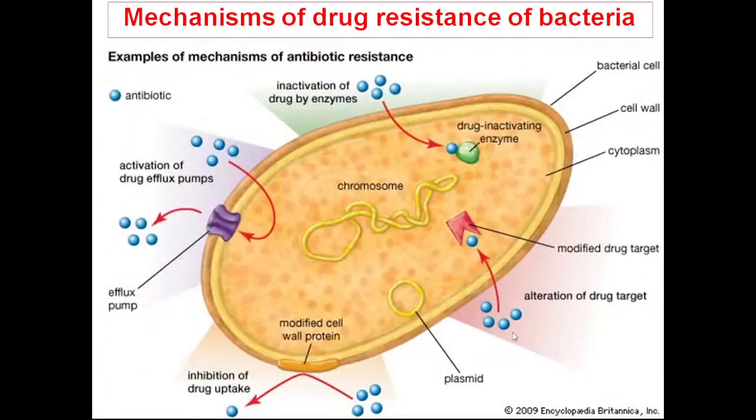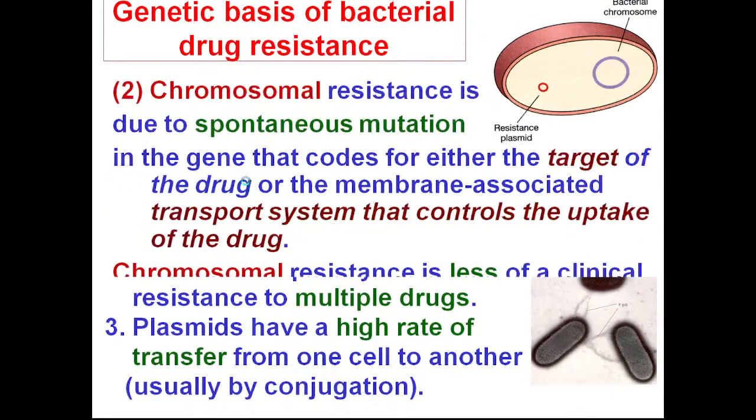Here on this picture, you can see some examples, right? Inactivation of drug by enzyme. Usually, this is produced by plasmid-mediated resistance. Then, the activation of drug efflux pump or alteration of drug target quite often occurs with the involvement of mutations. And inhibition of drug uptake also. Then these are some biochemical mechanisms that are the result of particular changes in the genotype and the expression of these genes.